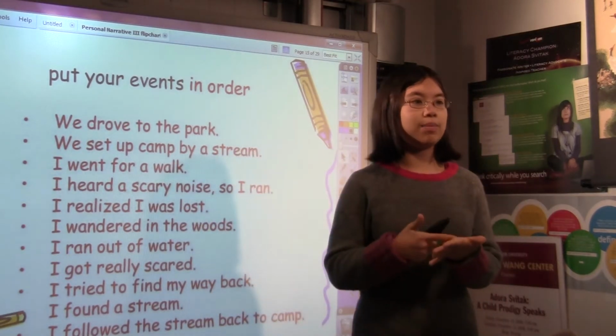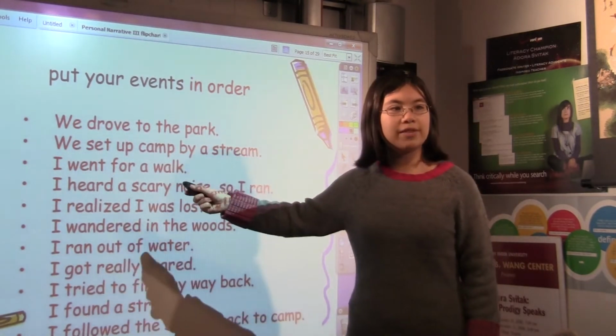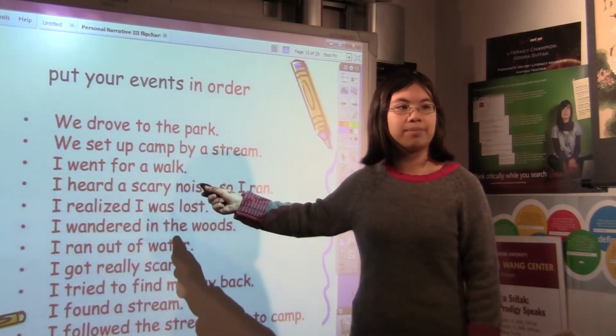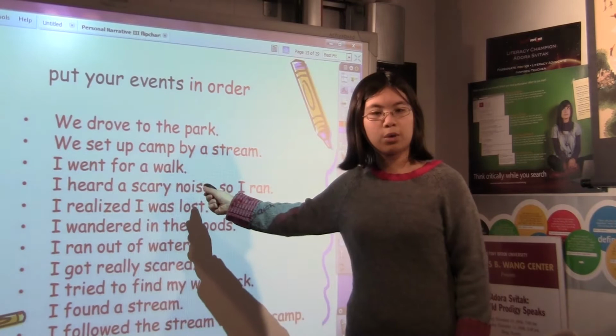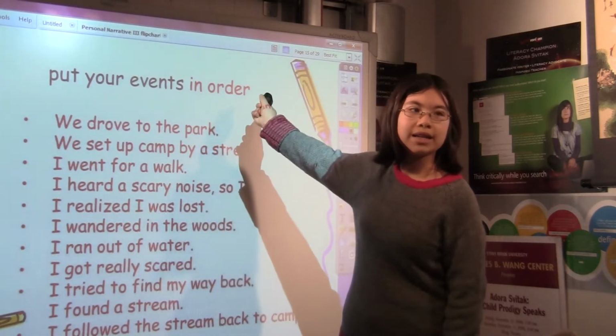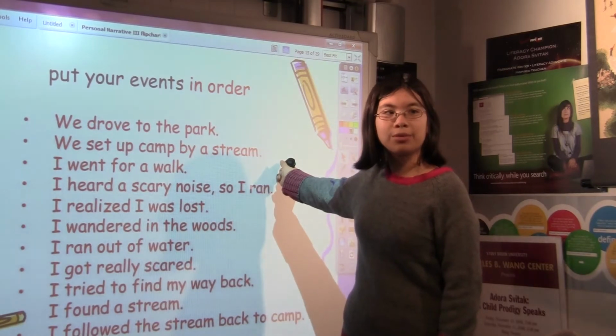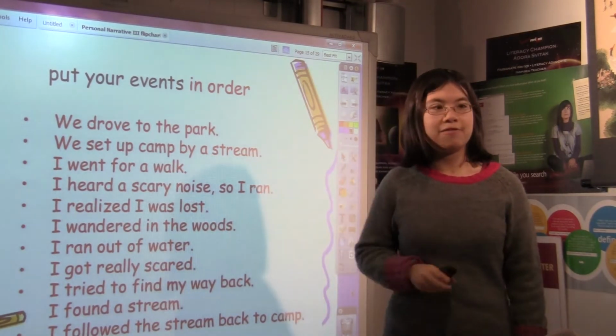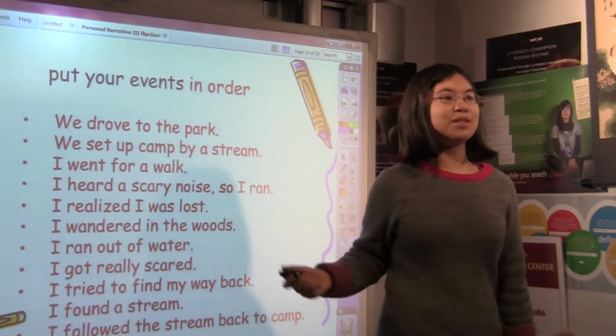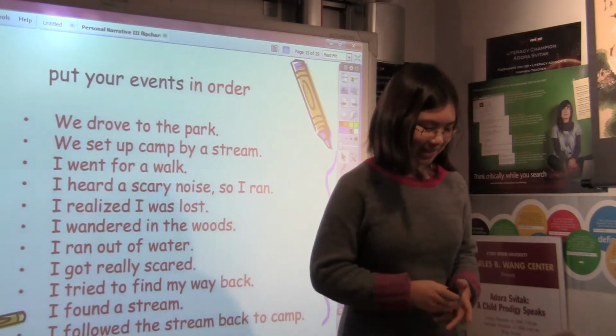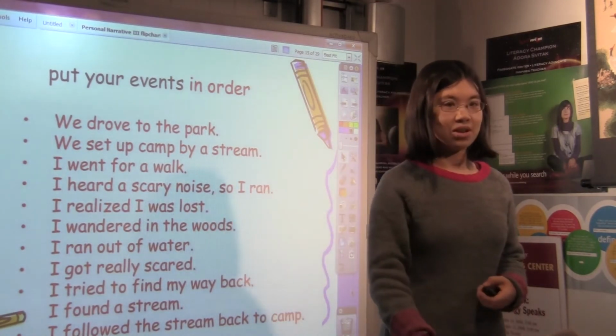It's pretty flat at the beginning. It's just driving to the park, setting up camp by a stream. Then going for a walk really starts it going, and it gets more exciting from there. And then it starts going down once I find my way back to camp. So this didn't actually happen. I'm just using it as an example. I have been to Yellowstone Park, but I've never gotten lost.